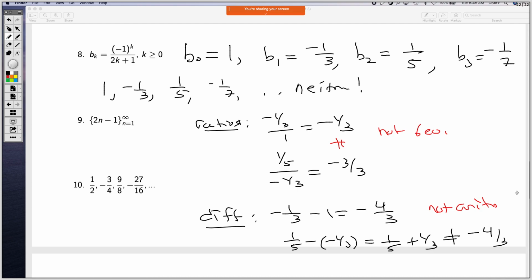So not arithmetic, not geometric means that it's neither arithmetic nor geometric. That being said, you can kind of see in the numerator, we're always multiplying by a negative 1, and then in the denominator, we're always adding 2. So even though it itself is not one or the other, it's built up of arithmetic and geometric pieces, and that's what we'll talk about here in the next example. Okay.